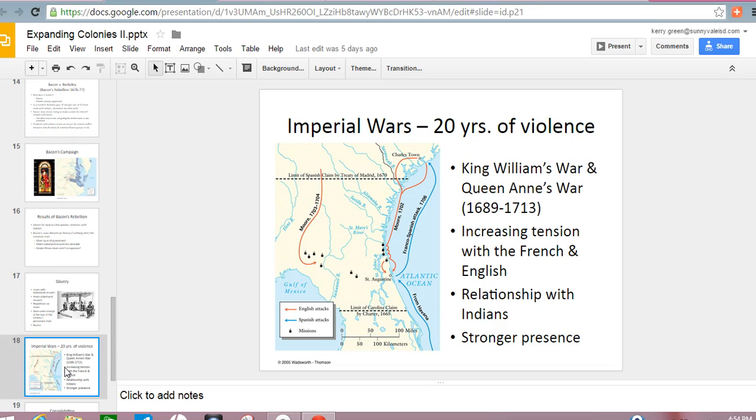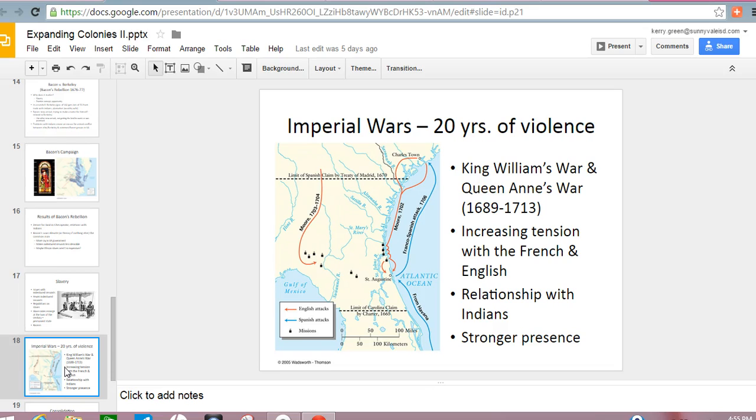But the gist is you've got increasing tension with the French and the English. You've got tension with some Indians, and then with other Indian groups, you have emerging relationships. Because in the colonies, they would often turn to different Indian groups to fight alongside them. And at the end of the day, all of this is going to result in a stronger military presence in the colonies, whether they're French colonies or American colonies.